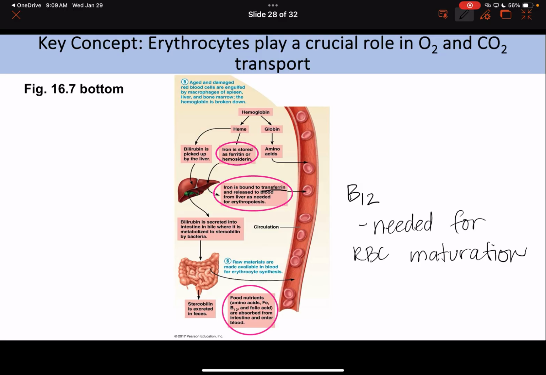So you say folic acid is same as B12? It's going to, I can't remember exactly what the process is, but folic acid is used to make DNA and RNA. So we need that to make the DNA and RNA. It's going to be in the nucleus. It's going to get the instructions for the hemoglobin.